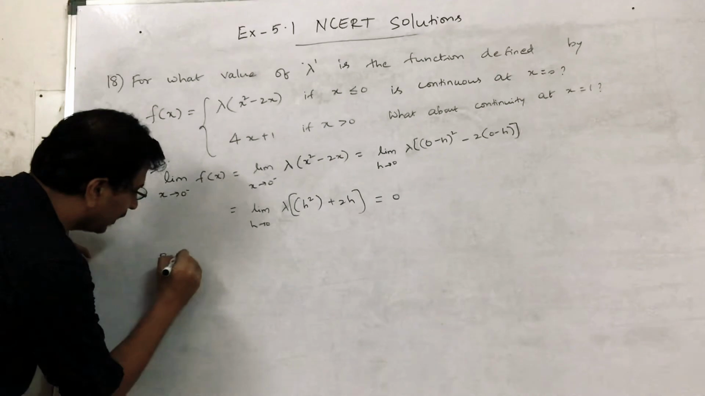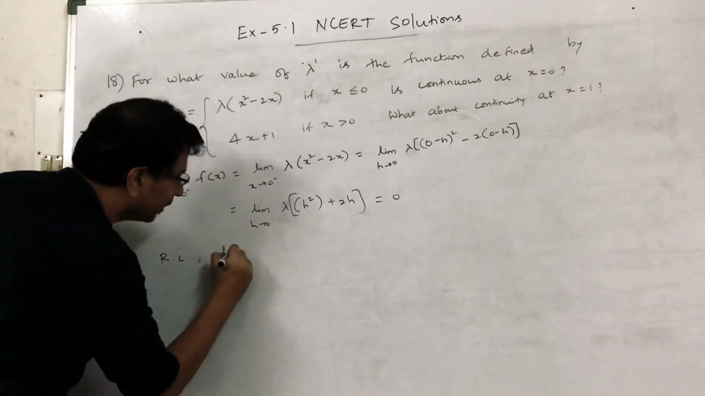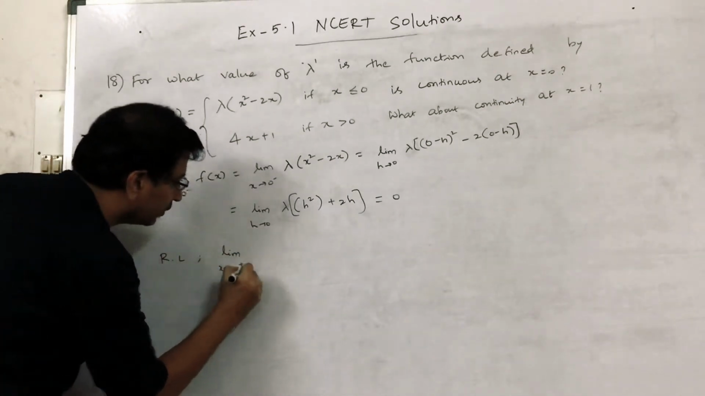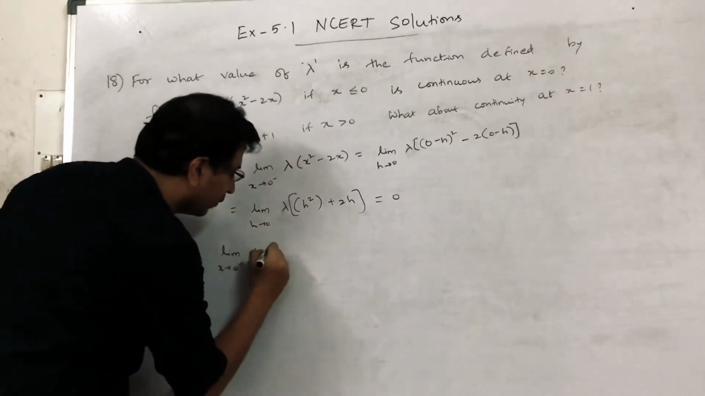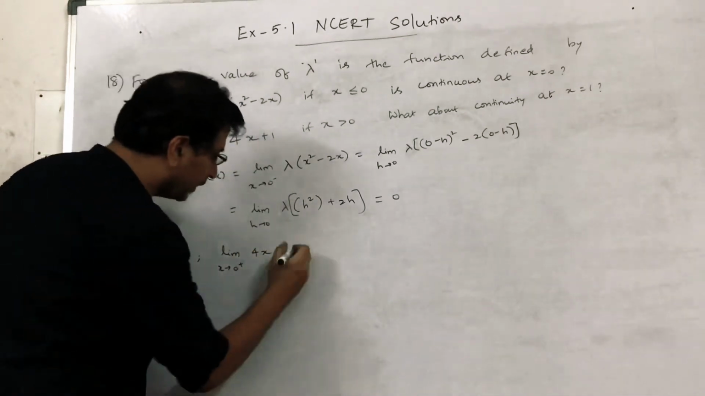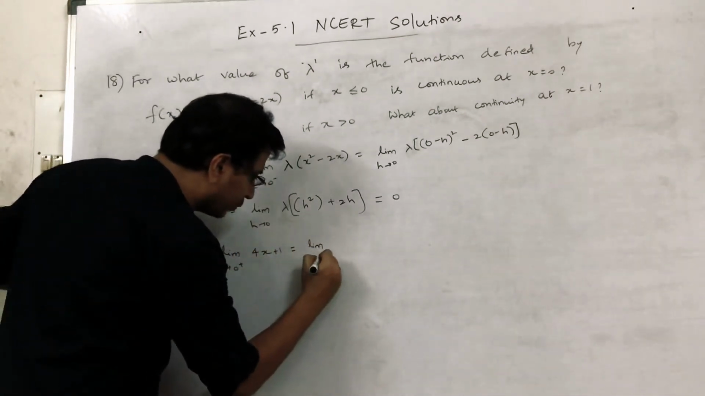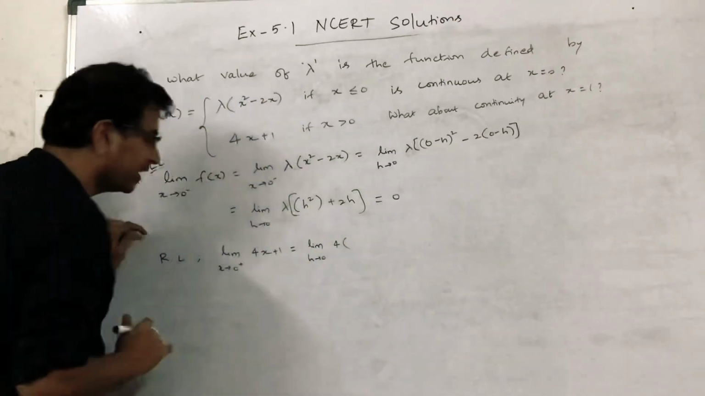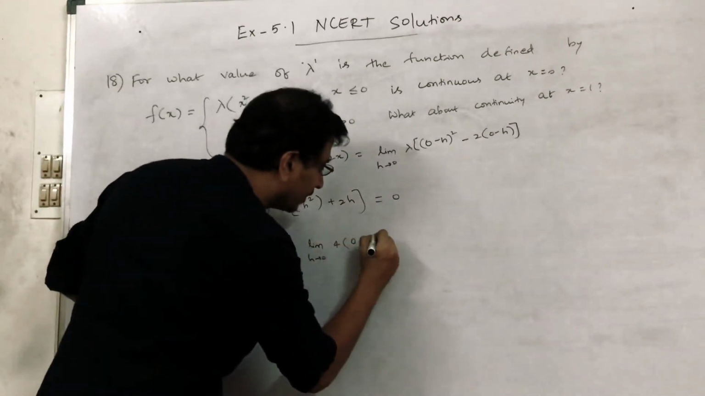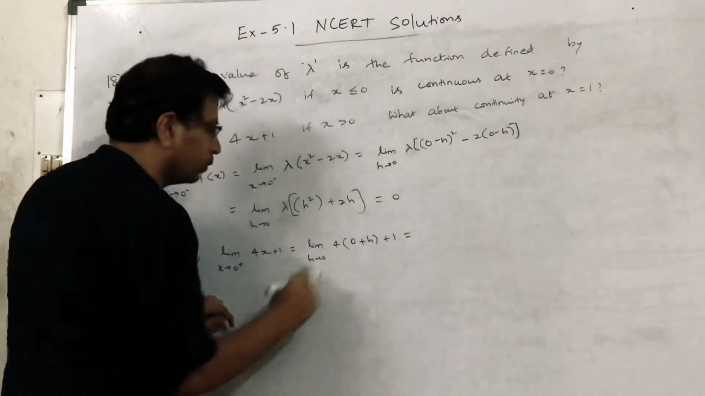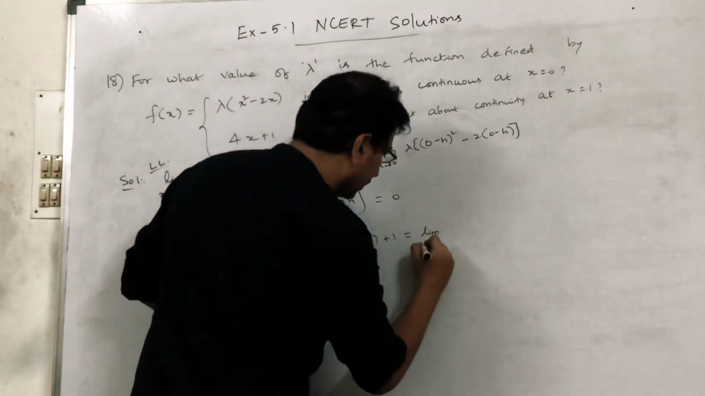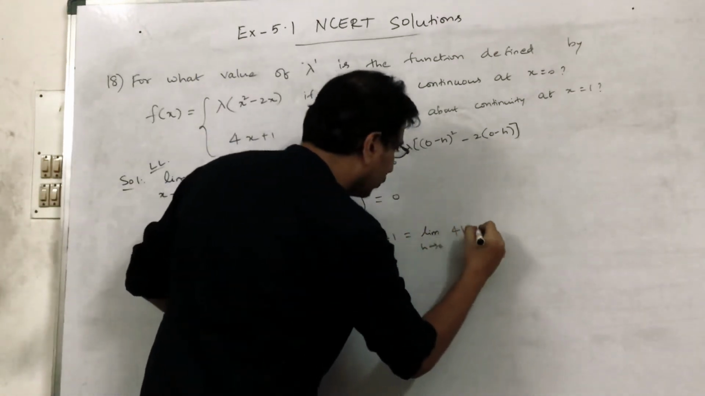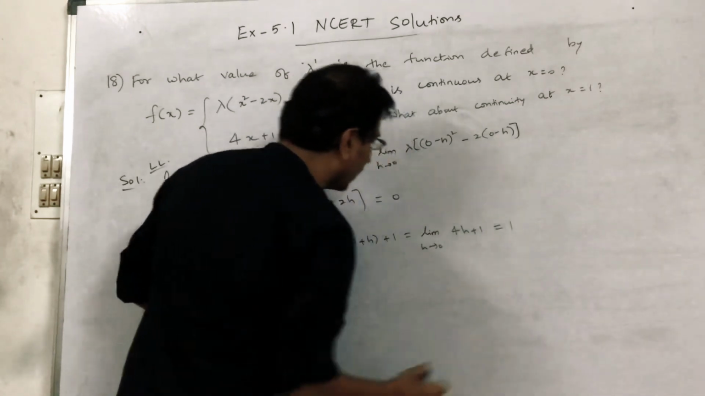Similarly, what about the right limit? So when you take the right limit, limit x tends to 0 plus, it is going to be 4x plus 1, right? So it is limit h tends to 0, 4 into, in the place of x we can write it as 0 plus h, plus 1. So 4 into 0 plus h plus 1 is limit h tends to 0, 4h plus 1, when you substitute the value it will be 1.